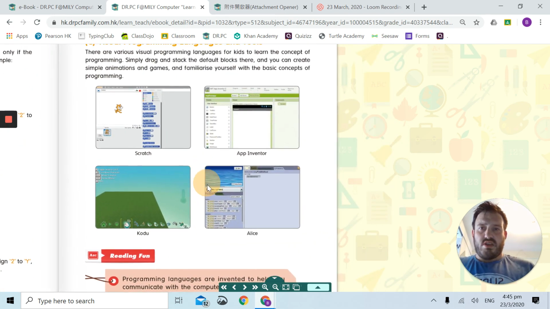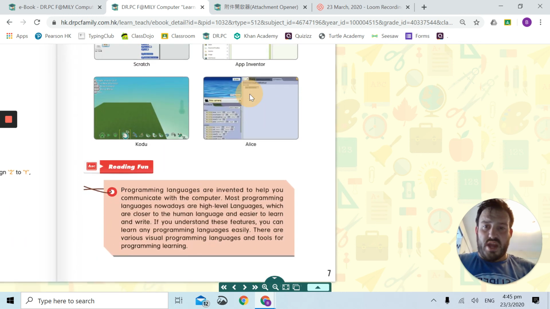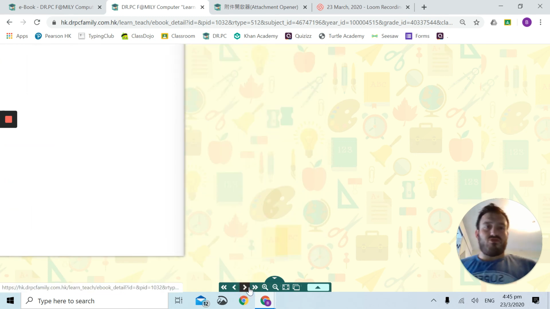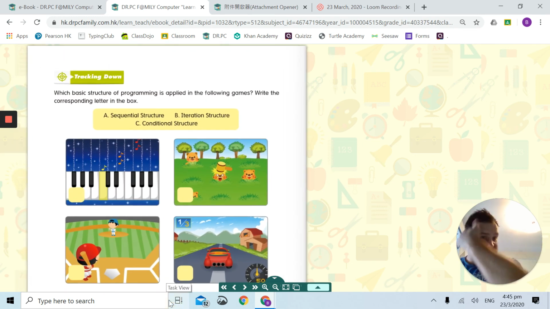And so we've got useful tools, visual programming language tools. There are various visual programming languages for kids to learn these concepts of programming. Simply drag the stack and default blocks there, and you can create simple animations or games. So you've got Scratch, App Inventor, Kodu, and Alice. Now we're going to be using Turtle Academy, which we're going to look at in the next video. From this, go through and read the PowerPoint, and then take your time completing some questions and the worksheet.